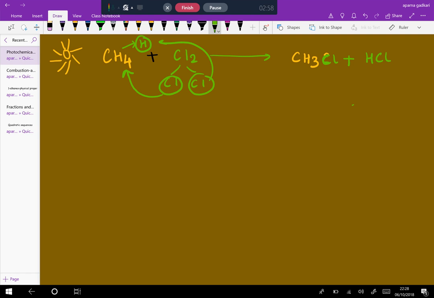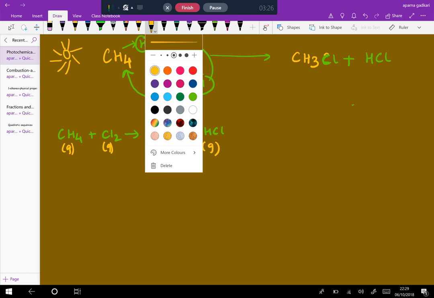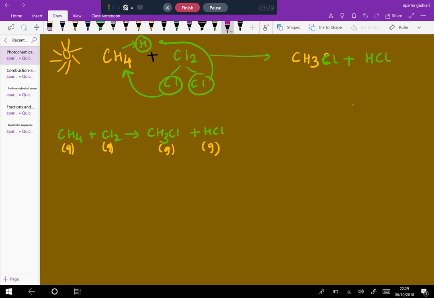So what's going to happen in short? The reaction will be CH4 plus Cl2 gives CH3Cl plus HCl. And remember, all of them are gases, so do not forget to write gas below or next to it. So after this, what happens? Reaction stop. Is it over? No. Now this CH3Cl that is formed on the product side is going to get into further reactions.